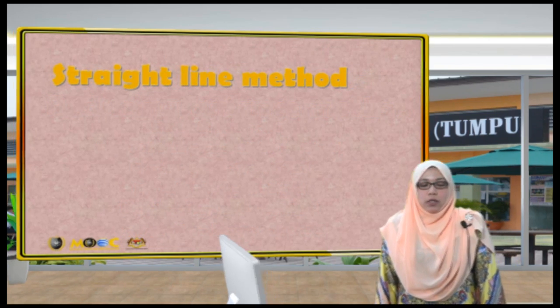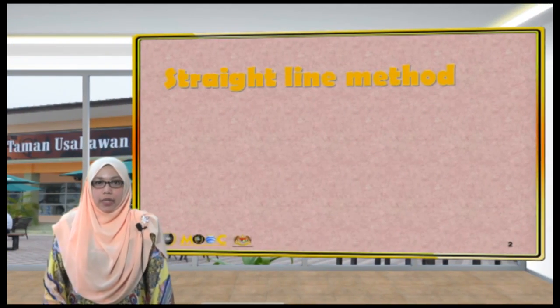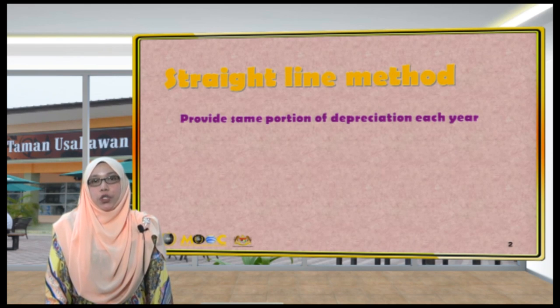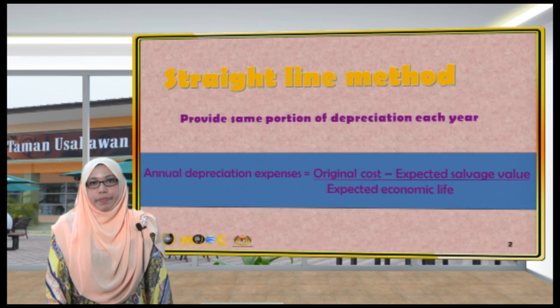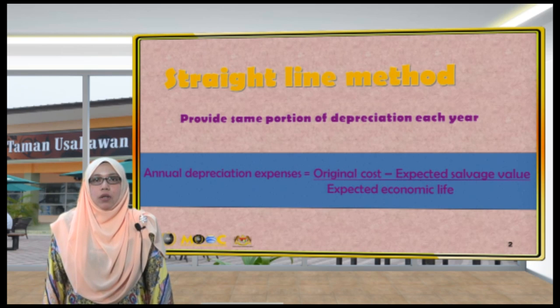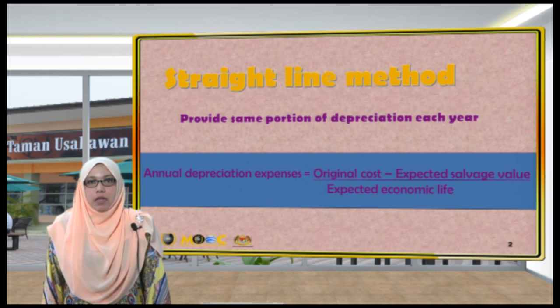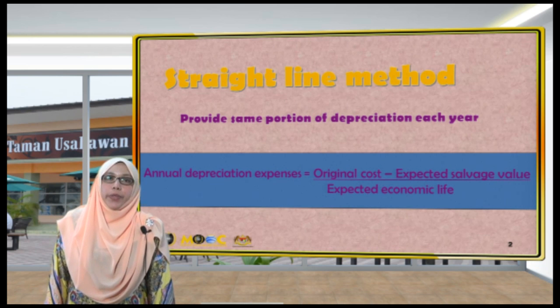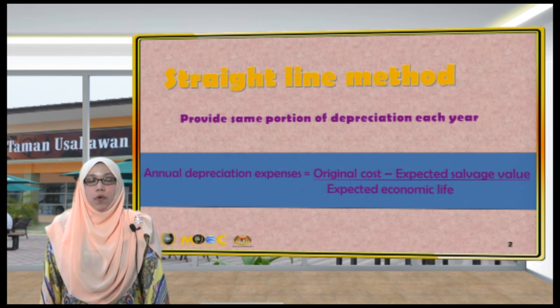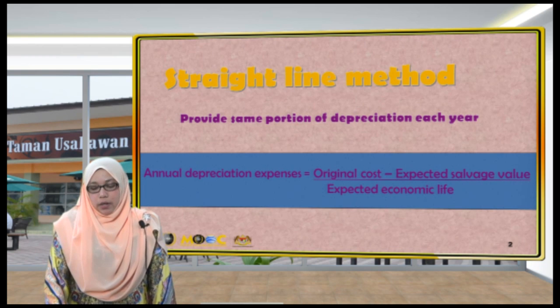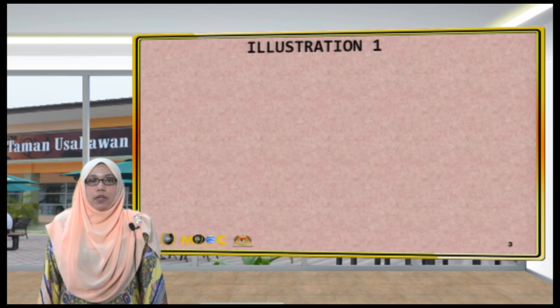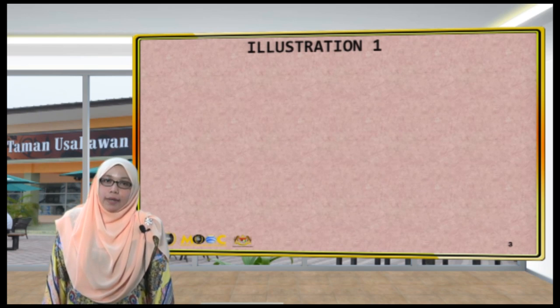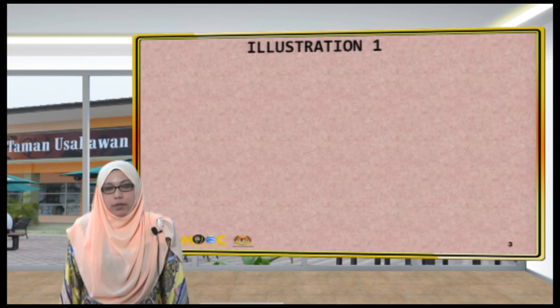We look first at the straight line method. Straight line method will be the same portion of depreciation each year. The formula of this method is as follows: original cost minus the expected salvage value, and we divide by the expected economic life of the asset. Now, I'm going to show you an illustration of calculation on depreciation of non-current asset using straight line method.